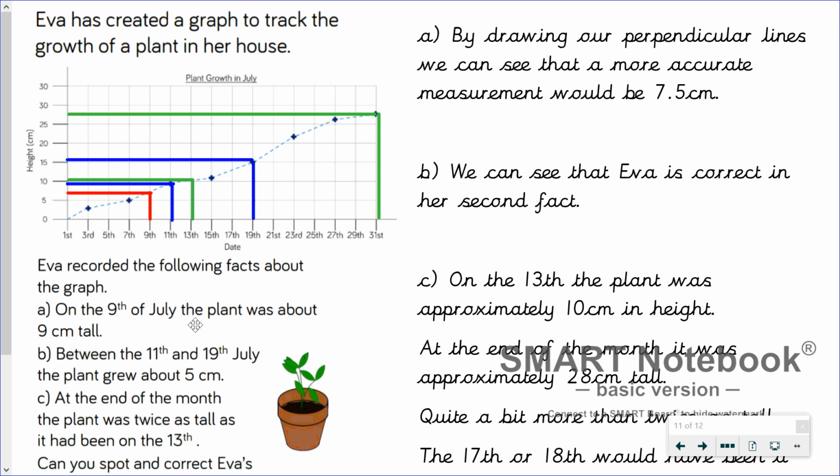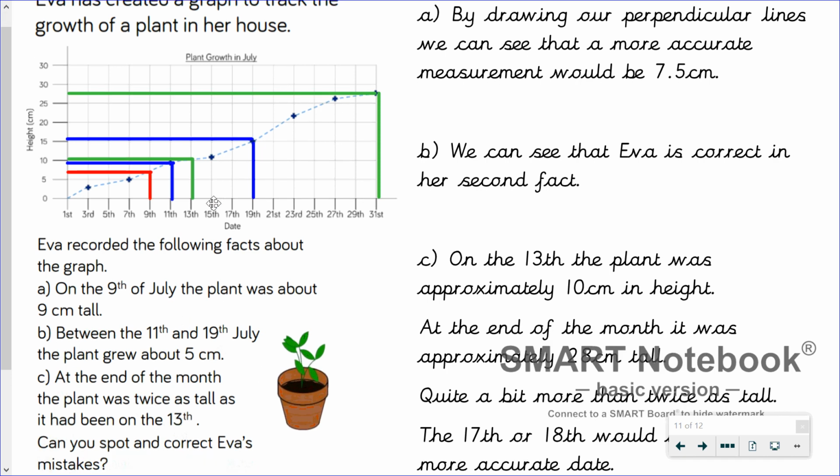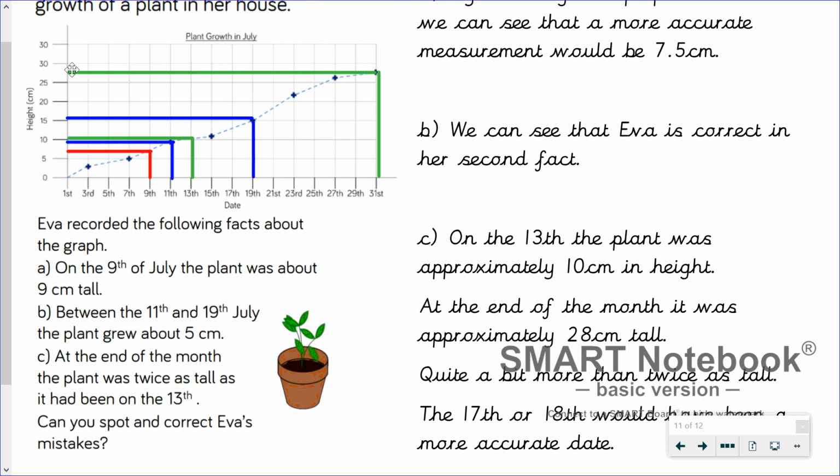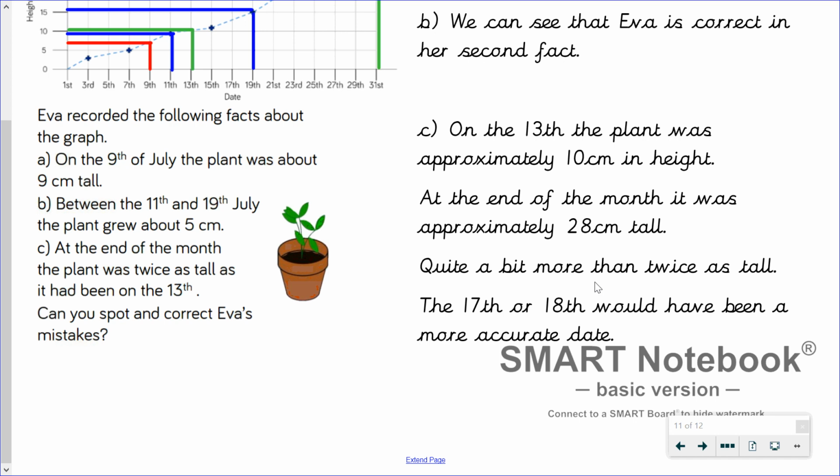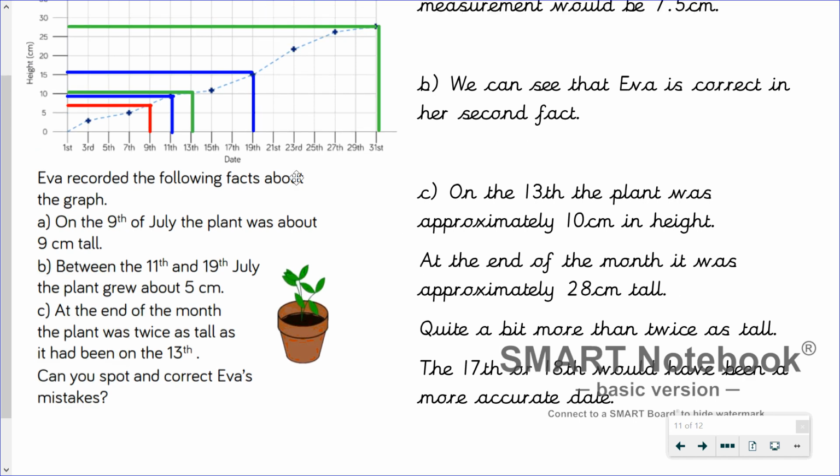For C, at the end of the month, the plant was twice as tall as it had been on the 13th. So on the 13th, it was 10 centimeters. On the 31st, the last day of the month, it was about 27.5, 28 centimeters. Let's say 28. So it was 10, and then it's 28. We're saying it's twice as tall. Well, double 10 is 20, which is nowhere near the 28, so it's more than twice as tall. Actually, if we said the 17th or the 18th, it would have been more accurate to be twice as tall. But as long as you told me that she was wrong, and it was not doubled in height.